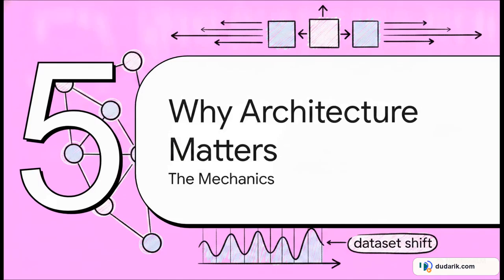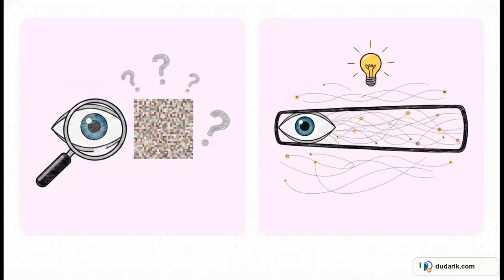So why? Section 5. Why architecture matters. The mechanics. Let's look under the hood. It all boils down to how these architectures actually see an image. CNNs rely on local receptive fields. They focus on tiny, localized patches of pixels to find patterns like edges or textures. But what happens if the lighting changes? Those local pixels suddenly look completely different, and the CNN gets completely lost.